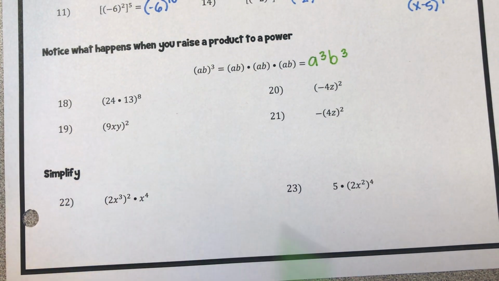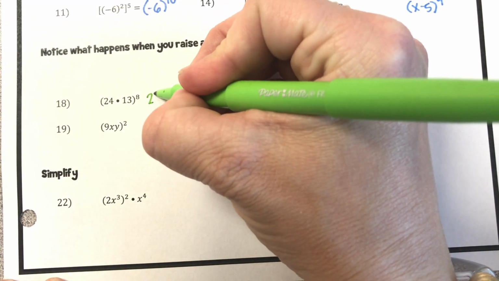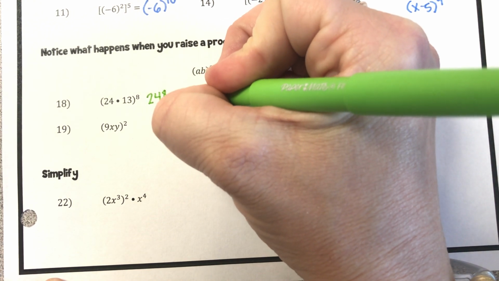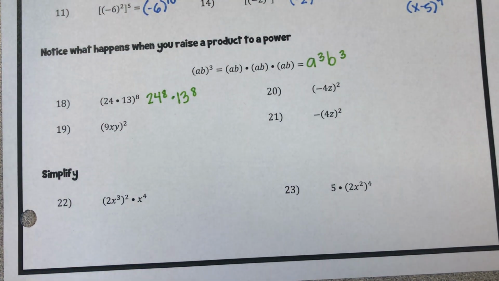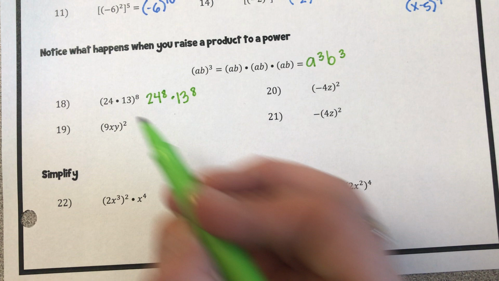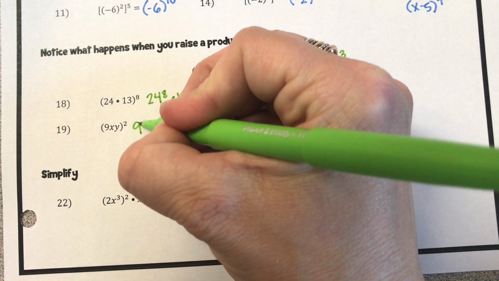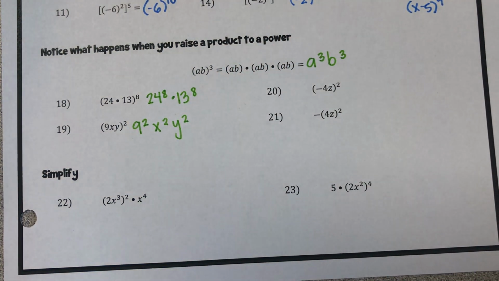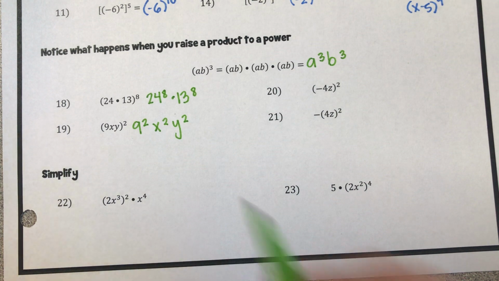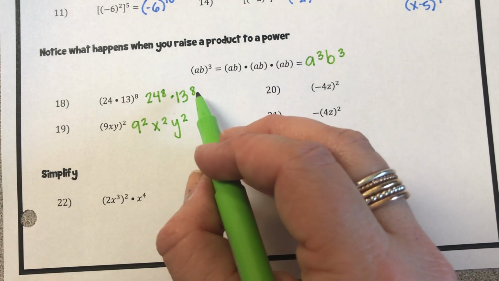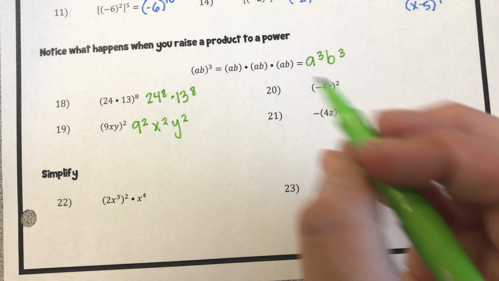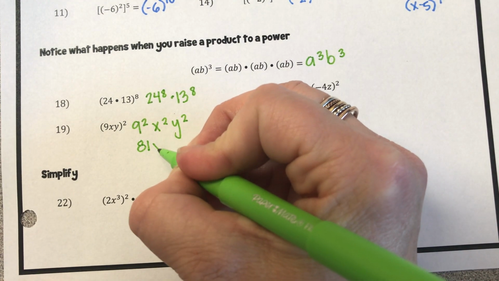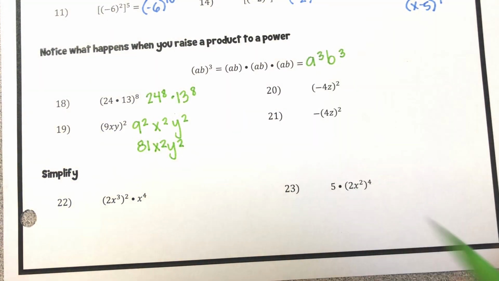Okay, so for example, on number 18, we have 24 times 13 to the 8th power. So that's 24 to the 8th times 13 to the 8th. On number 19, everything in here is being raised to the 2nd power. So that's 9 squared, x squared, y squared. I would never ask you to do something like this by hand, but on number 19, what's 9 squared? 81, x squared, y squared.